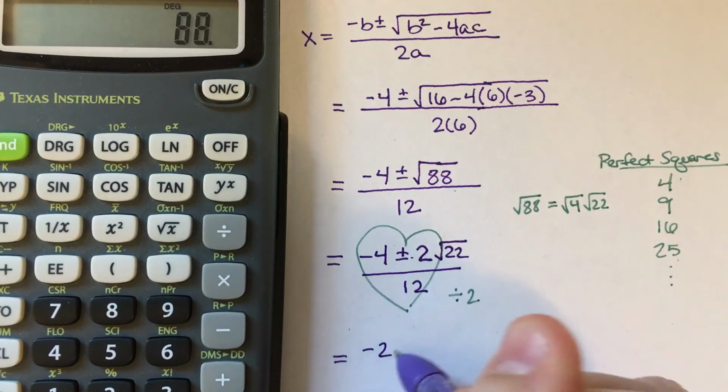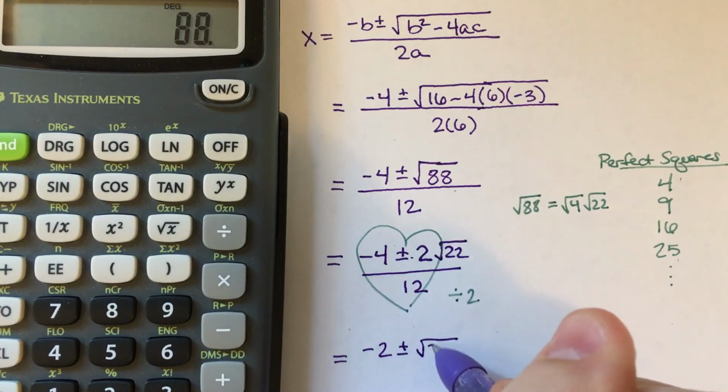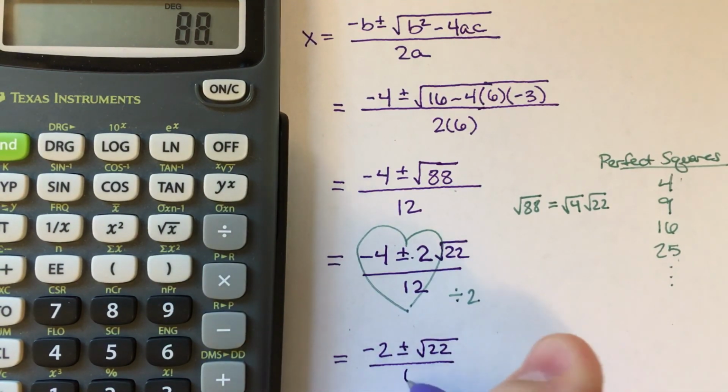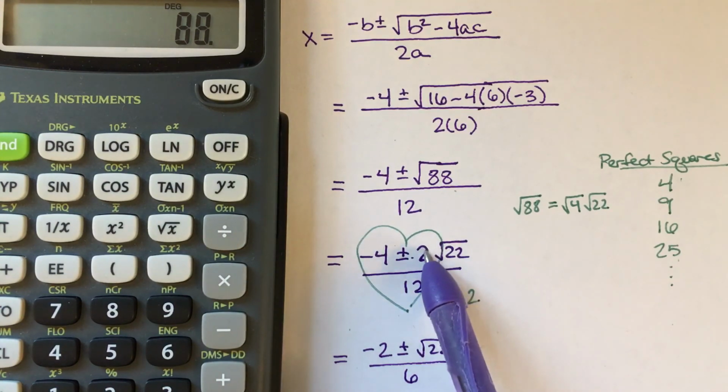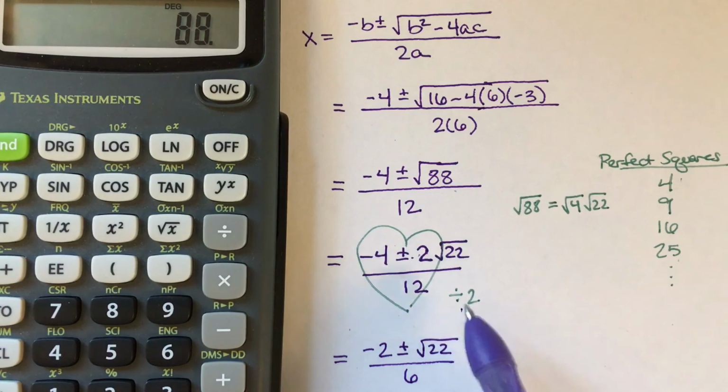So that gives me -2 plus or minus the square root of 22 over 6. You can write the 1 in front of that square root if that helps you. I did do 2 divided by 2, but multiplying by 1 doesn't change that square root.